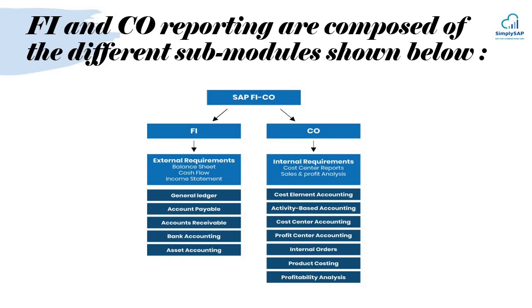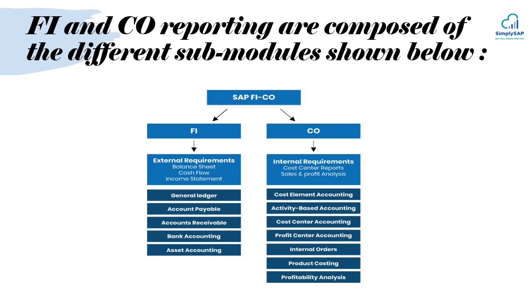Now the next and last submodule of FI is asset accounting. Asset accounting, again, is a very important submodule. Asset accounting in SAP FICO manages all the transactions related to assets for an entity. So when transactions are posted in asset accounts, reconciliation accounts in the general ledger are updated on a real-time basis.